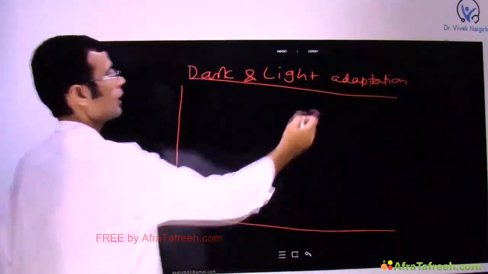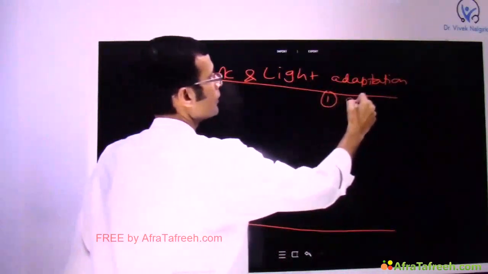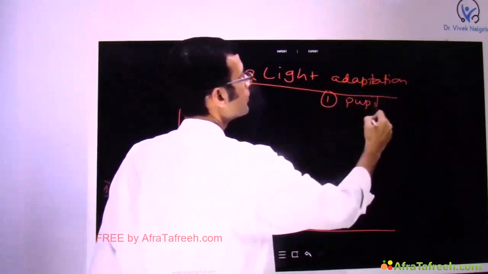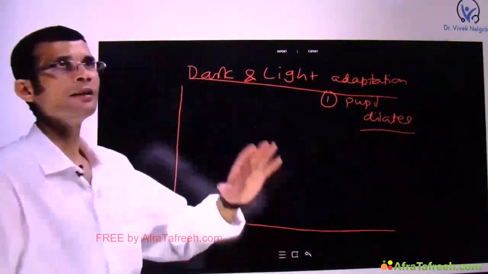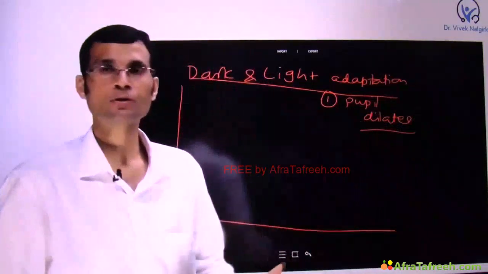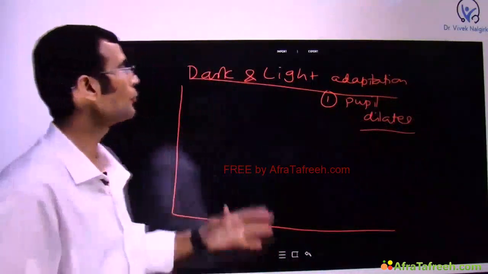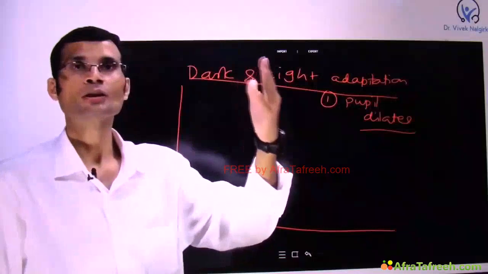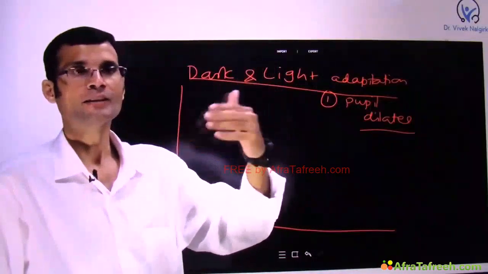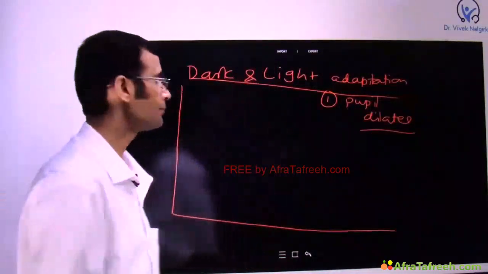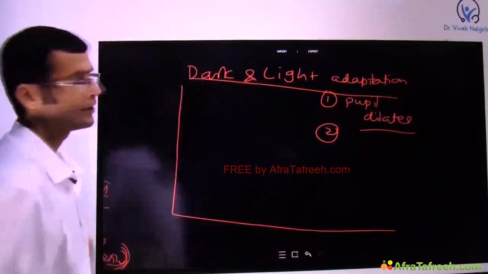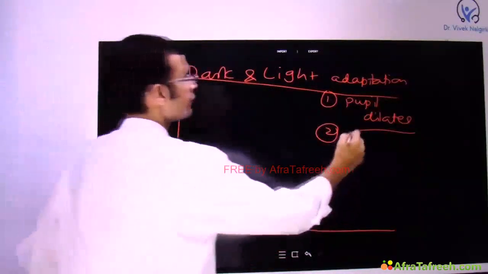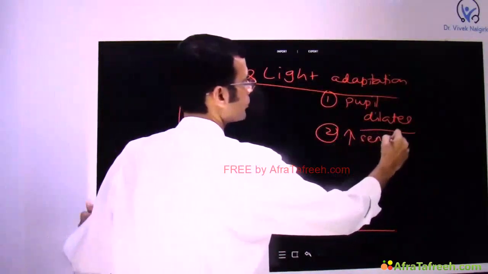What all changes happen? Pupillary dilatation. Pupil dilates so that since already there are less amount of light rays, pupil dilates to accommodate as many light rays as possible. Second is this: increased sensitivity of the retina to the amount of light.